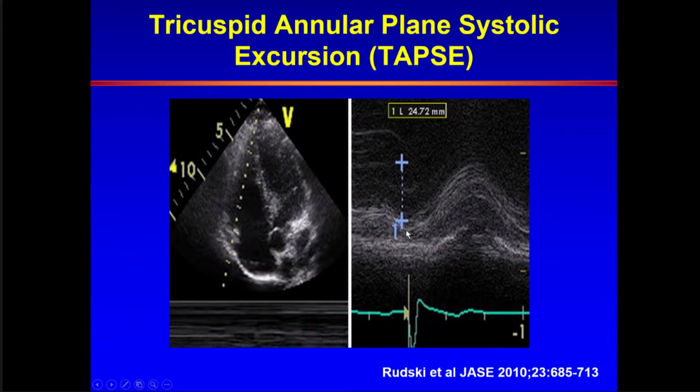You look at the end diastole and you look at the end systole, as you see here, and you measure the vertical distance between them. The lower limit of normal is 17 millimeters. The problem with this index is it's looking at motion relative to the transducer position. And so when I use the word motion, it's not just contraction or shortening of the RV long axis, but it's also cardiac translation and rotation.